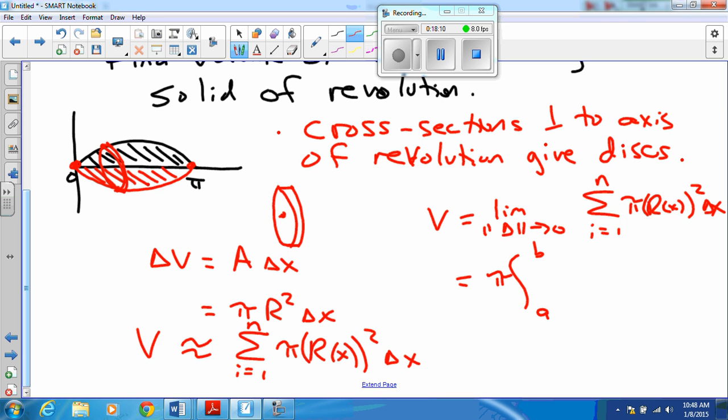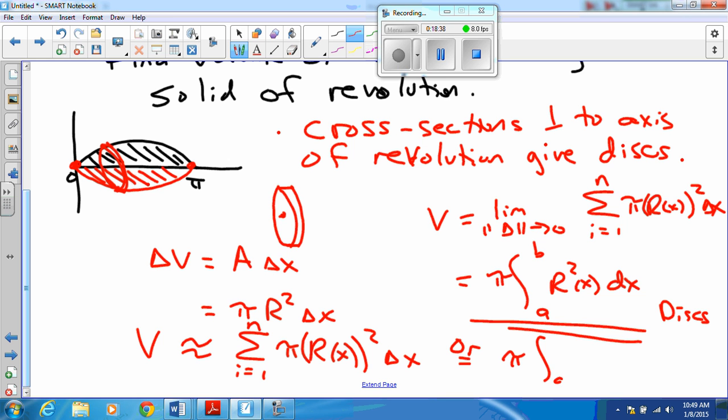Like this, which is in fact the integral of pi times r squared dx. And this is the classic disks formula, which is really just a cross-sections formula, right? It's just the integral of area dx. If you're going in terms of y's, you have the same formula but in terms of y's.